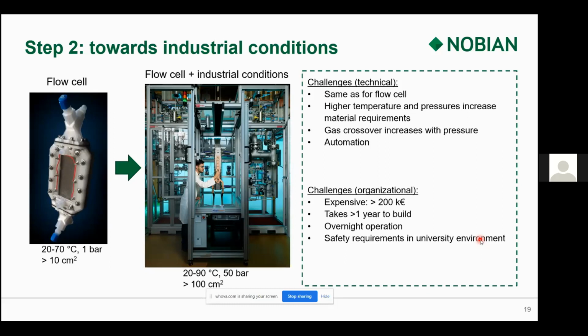It means that suddenly you have to start thinking about gas crossover, because gas crossover typically scales rapidly with an increase in pressure. You have to think about automation. So a lot of issues come your way when you start scaling towards industrial conditions. Also, it adds a lot of cost, and it takes a long time to build. So you also get into these organizational aspects of such a project.